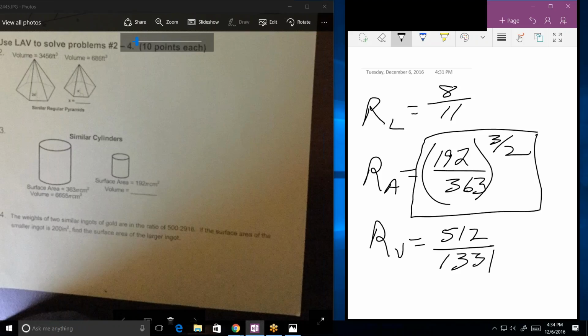Now, let me show you a shortcut. You did a lot of work there to get the same thing you would get if you just put this into your calculator. Put 192 divided by 363 and raise that whole thing to the 3/2 power. You'll get this ratio. Oh my god, my calculator is crap.